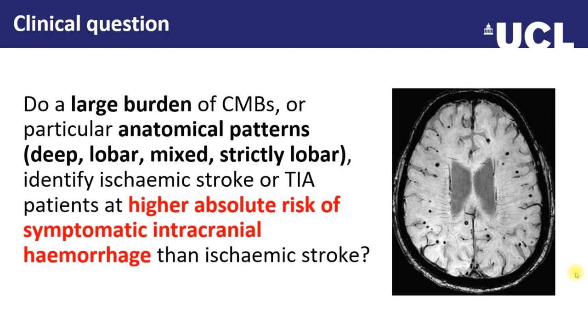So we then wanted to address this clinical question of, does a large burden of microbleeds, or particularly that strictly lobar pattern suggesting amyloid angiopathy, identify patients who might have a higher absolute risk of symptomatic intracranial bleeding than of ischemic stroke, which would be highly relevant for antithrombotic treatment, because these patients might then be at net harm risk from treatment.